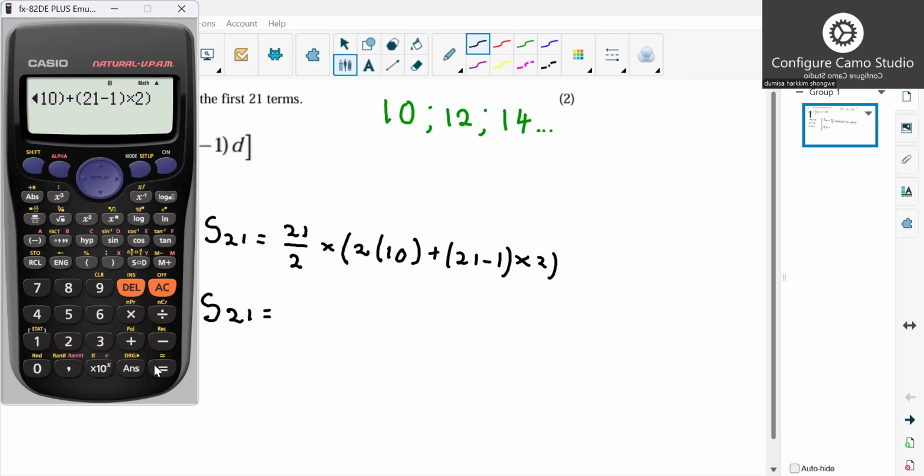Now, if we've done this correctly, guys, and then we press equals, it's going to give us a solution. It's going to say S21. What did you get as your answer, Celia? 630. So it says our S21 is equal to 630.